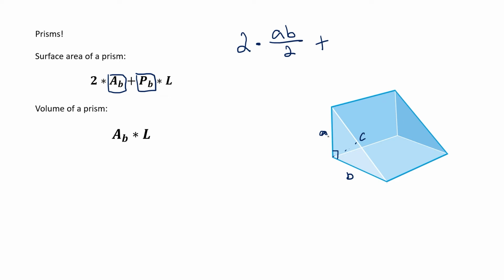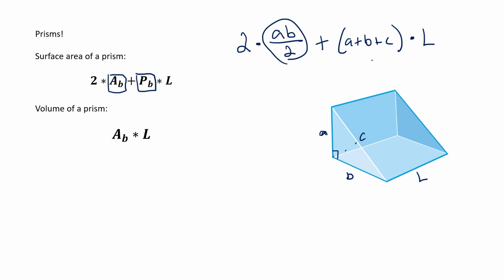So you just need the perimeter and the length, and you can find that. You don't have to find the area of the base, but you've got to be careful about that. So our perimeter is going to be A plus B plus C, times our length, which we'll call L. So this would be the surface area of this triangular prism.